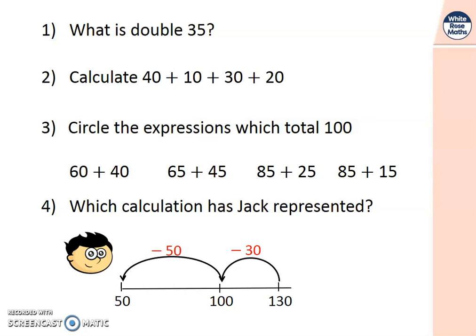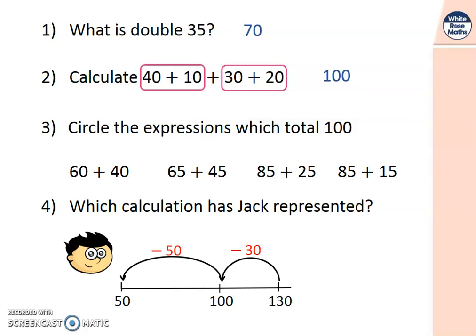Number 1, what is double 35? Double 30, that's 60. Double 5, that's 10. 60 add that 10 is 70. Well done. Number 2, I wonder how you tackle this. Pause and have a go. Let's see what you did. Did you spot this? That 40 add 10 makes 50, and that 30 and 20 makes 50, and that quite easily makes 100. Did you do it this way or a different way?